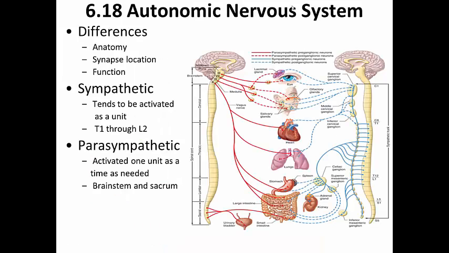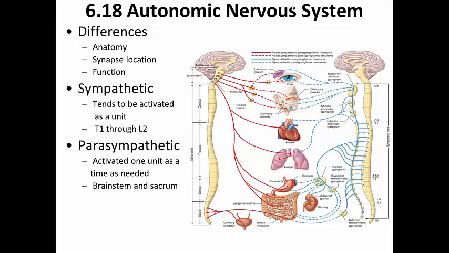Here, we only consider the autonomic nervous system. And when we do, we notice that we typically divide the autonomic nervous system into two distinct divisions, the sympathetic and the parasympathetic divisions. There are differences in anatomy, synapse location, and function. So let's look at each of these.